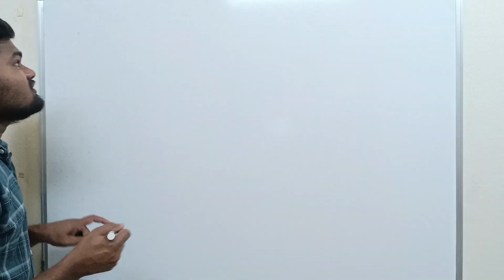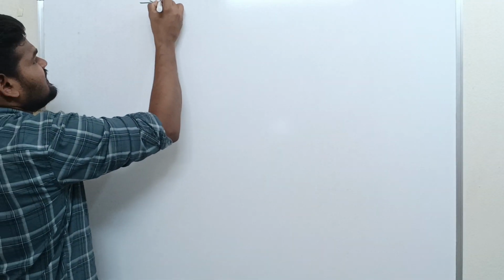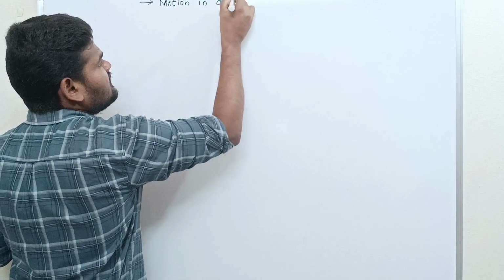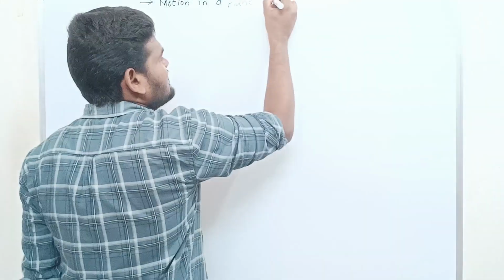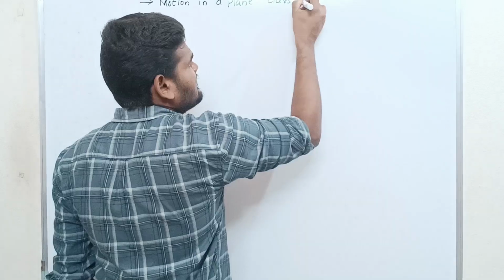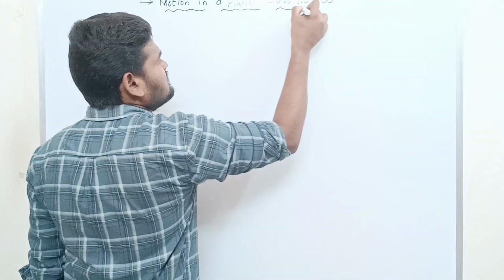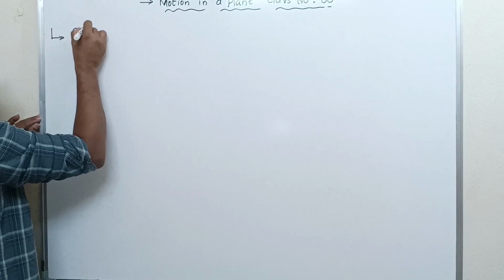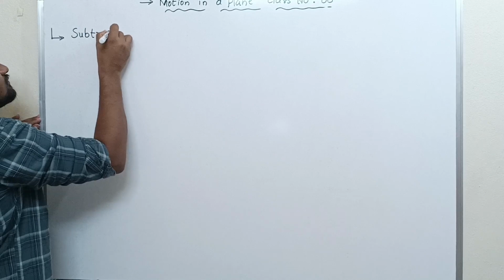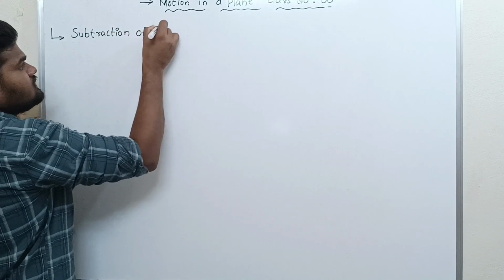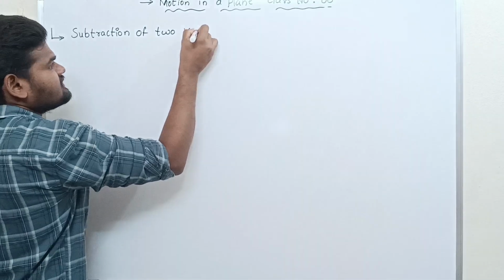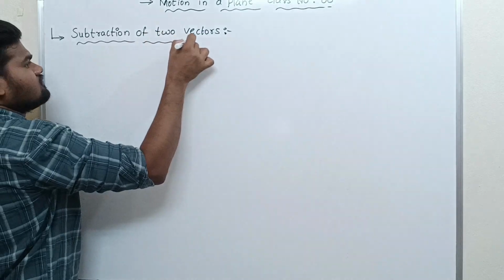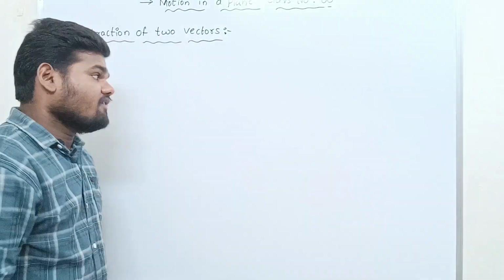Right. So, what is the chapter going on? Motion in a plane. What is the class number? This is the class number. So, what is today's concept? Subtraction of two vectors. Subtraction of two vectors. Right? Okay, have a look.